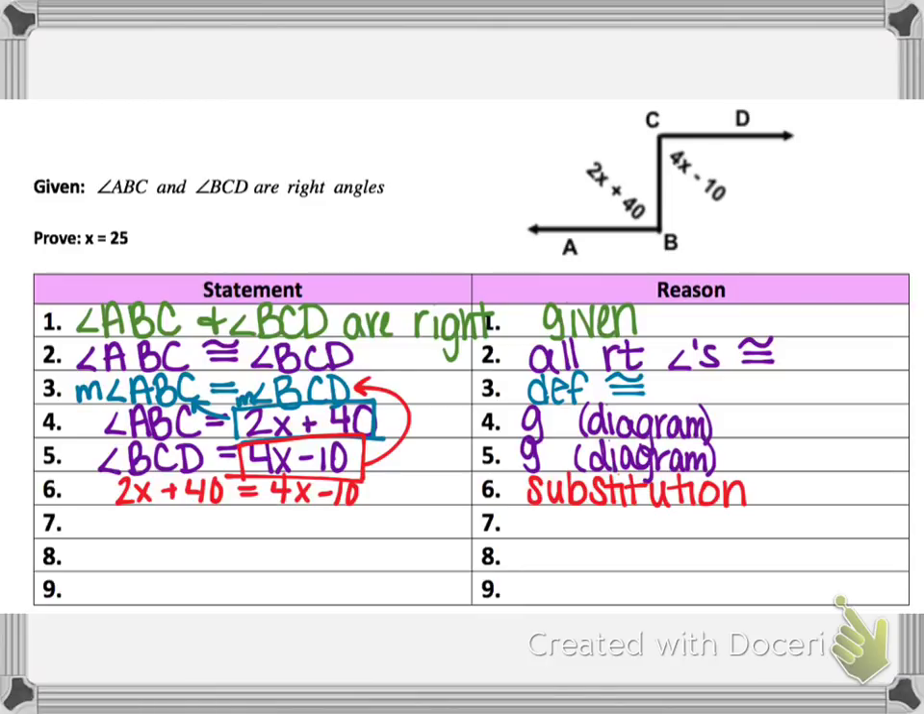All right, then I would start to solve. Now, I'm going to solve it the way that I would always solve it, so please don't think that anything is going to go on weird. I'm just solving it a different way than how they assumed I would solve it. So the first thing I would do is subtract 2x from both sides. So I end up with 40 equals 2x minus 10. And since I subtracted 2x from both sides, that's going to be the subtraction property of equality.